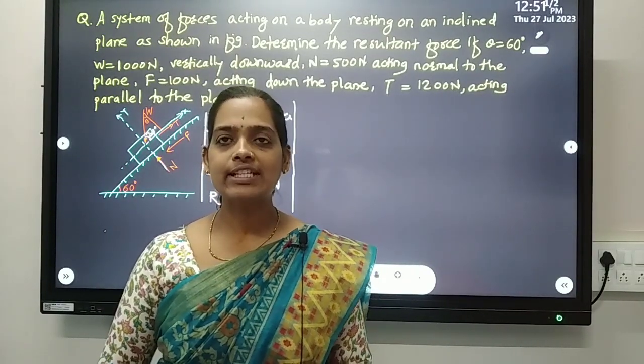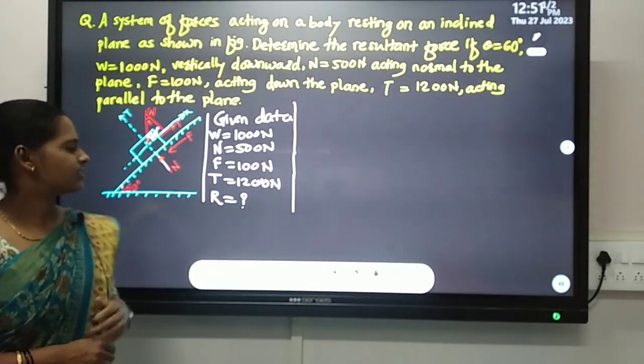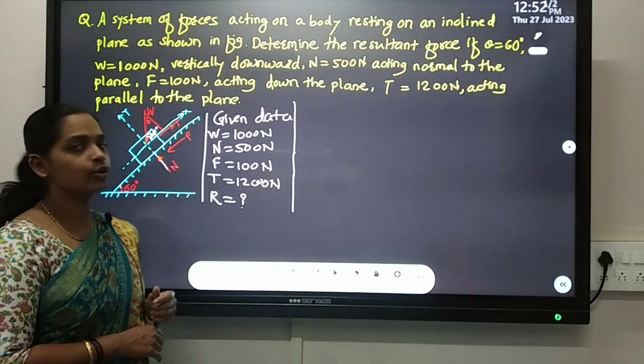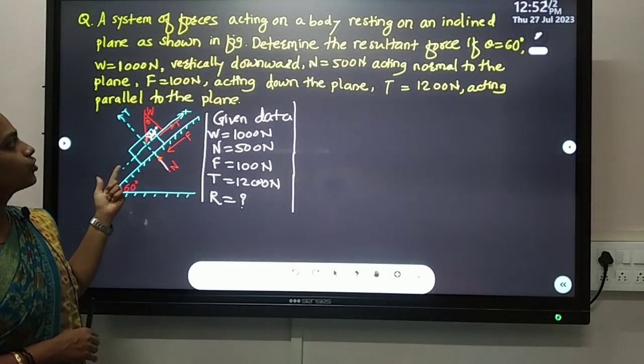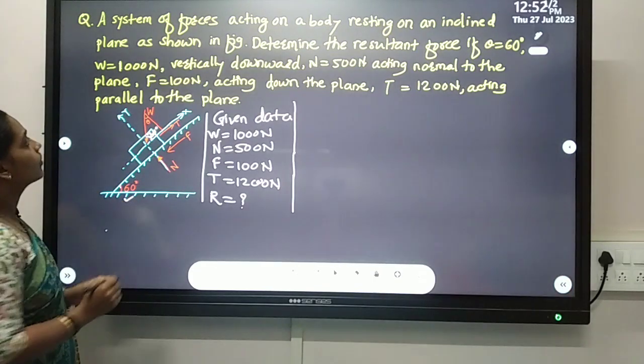Hello friends, today we will see a numerical based on resolution of forces. So, this is a numerical: a system of forces acting on a body resting on an inclined plane as shown in figure. Determine the resultant if theta is equal to 60 degree, okay.